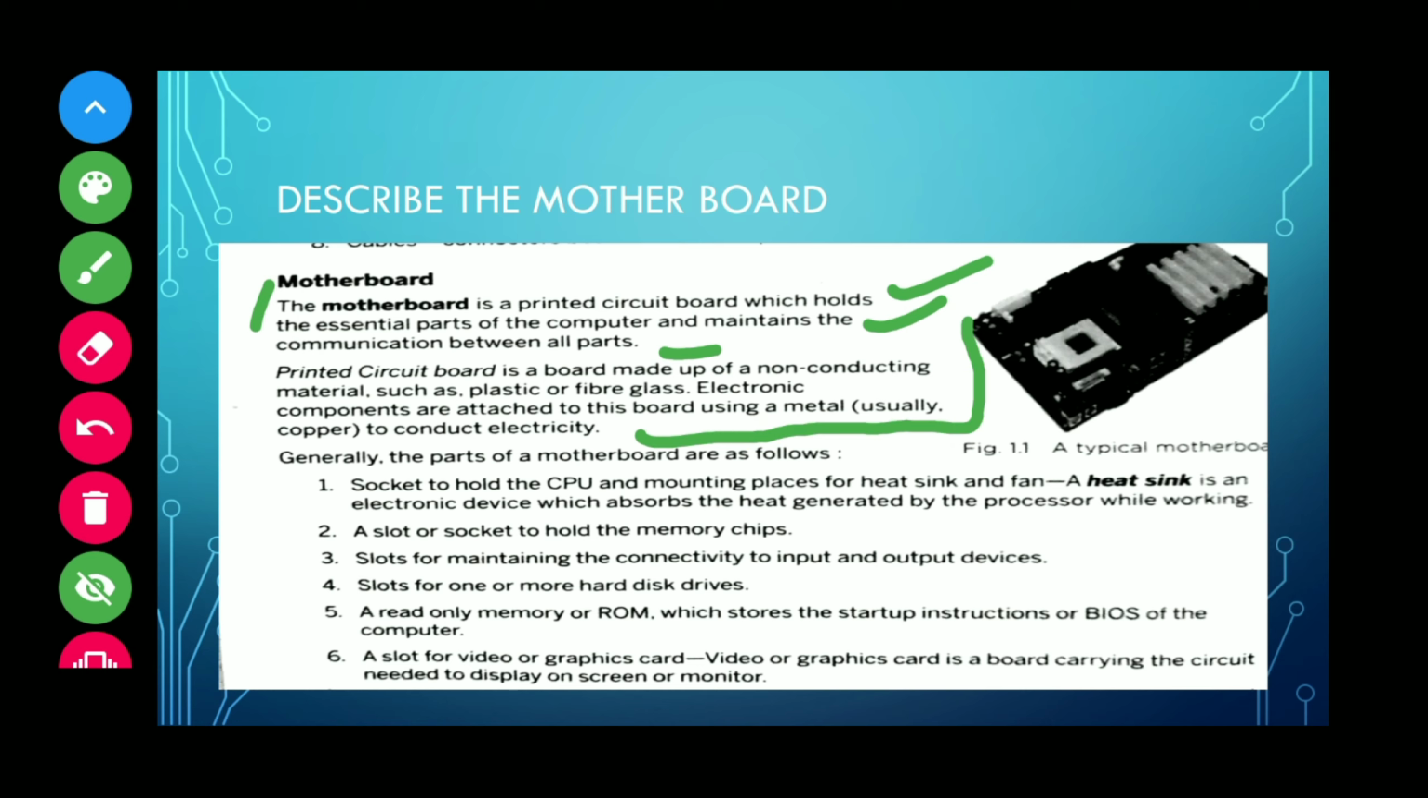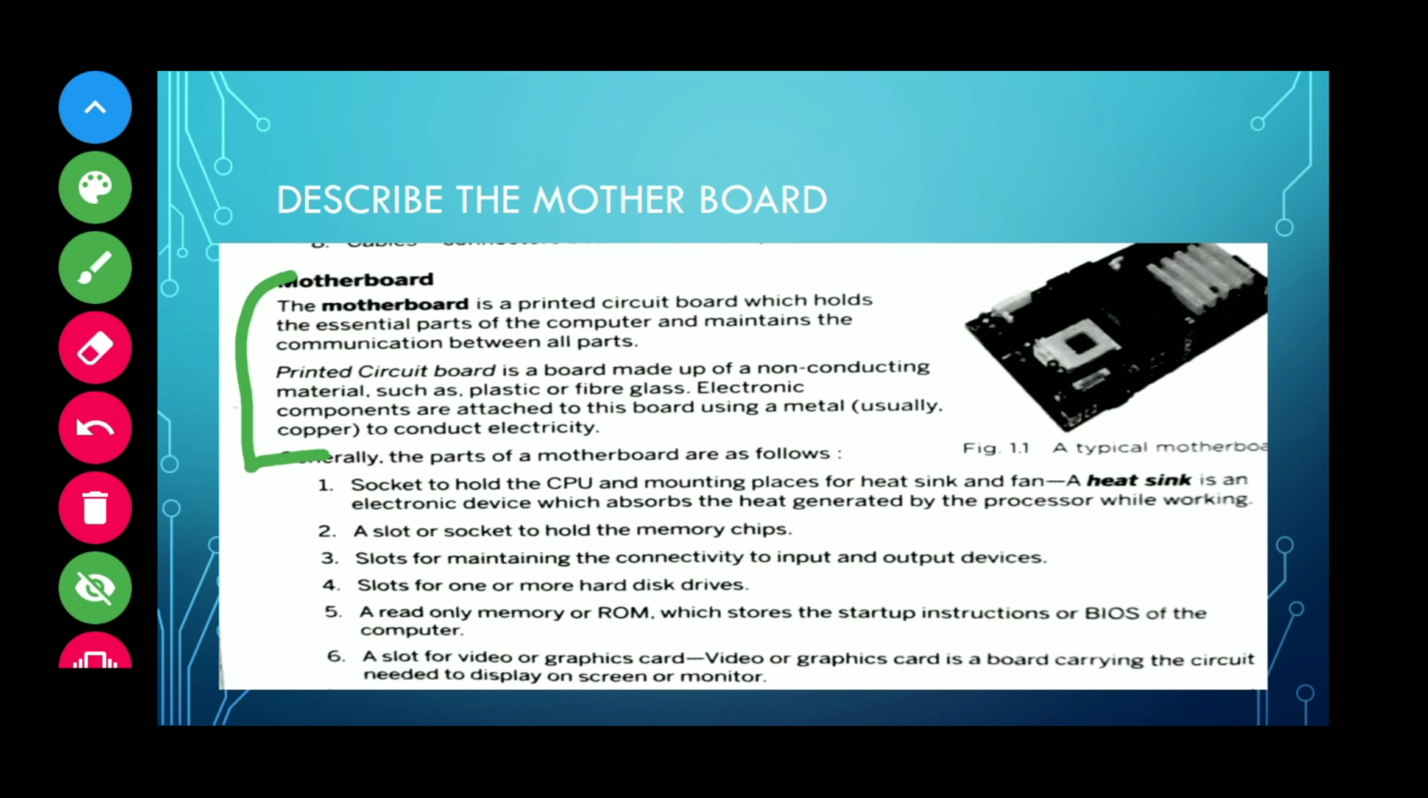It is the best part of it, so it is given in your book. So for this I'm just redirecting it from here to here. So this is the important part of that. Printed circuit board is a board made up of non-conducting materials such as plastic or fiberglass. Electronic components are attached to this board using a metal to conduct electricity. So students, it is the description about motherboard. Now it is enough for you.